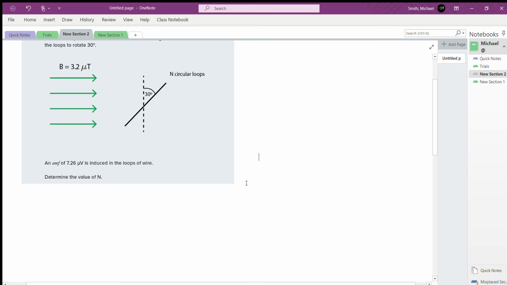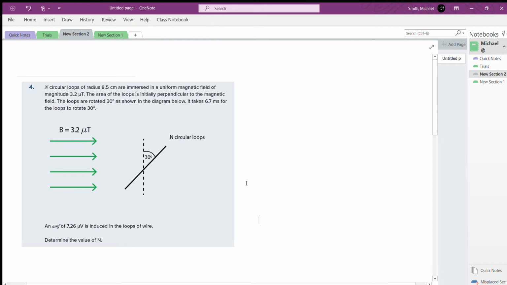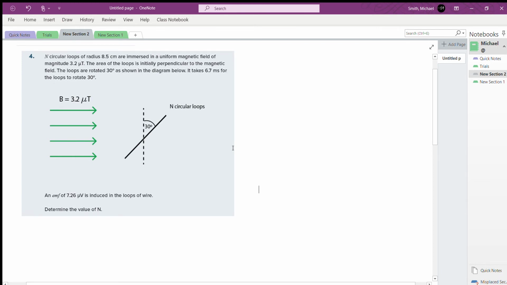This is question number 4 from the SACE Stage 2 Physics Course Companion from Subtopic 2.5 Electromagnetic Induction. Here we have n circular loops with a radius of 8.5 centimeters, which are within a magnetic field of magnitude 3.2 microtesla. The area of the loops is initially perpendicular to the magnetic field, but then they are rotated 30 degrees as shown in the diagram.